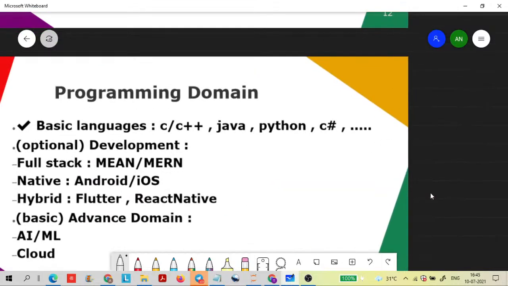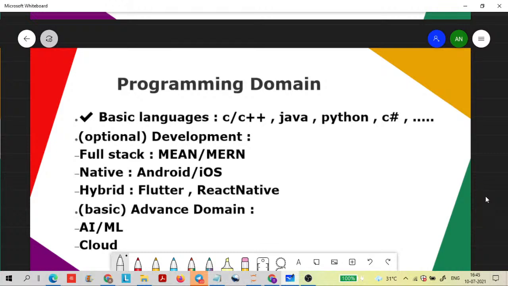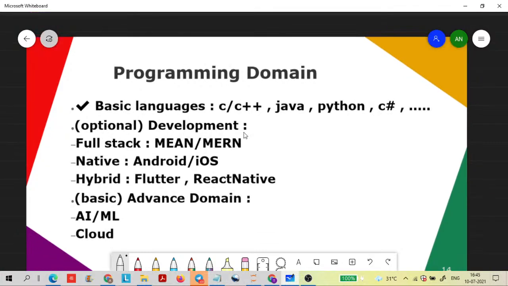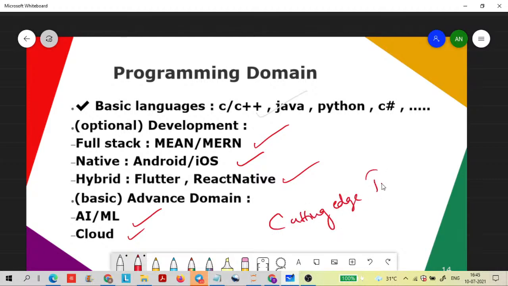Then next come to some interview questions you may get, that are based upon your programming language and some technology required for project development: full stack and Android operating system, then hybrid, Flutter, React Native, artificial intelligence, cloud computing and all. Some cutting edge technology concepts you should know for the project work and all.